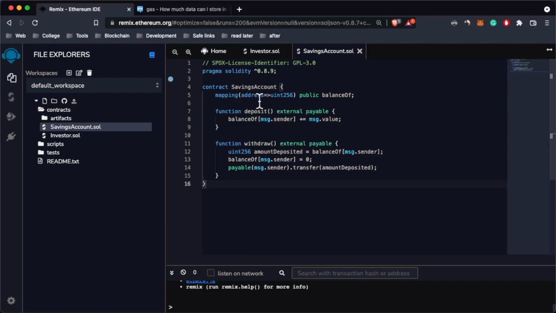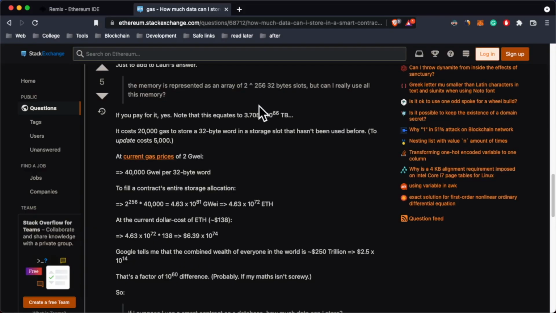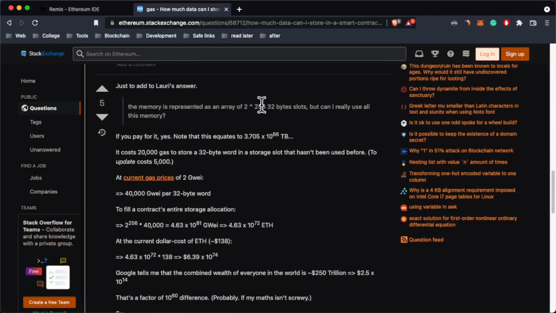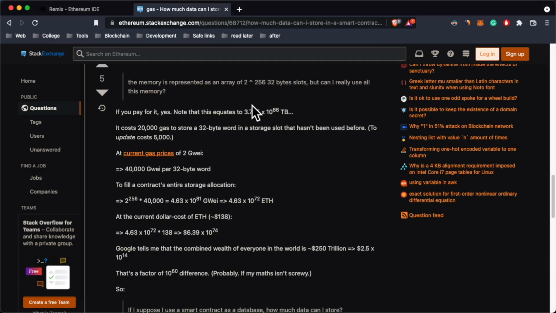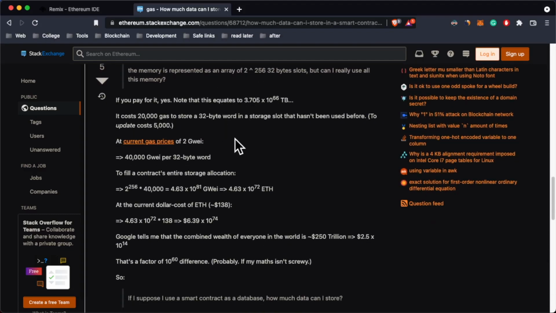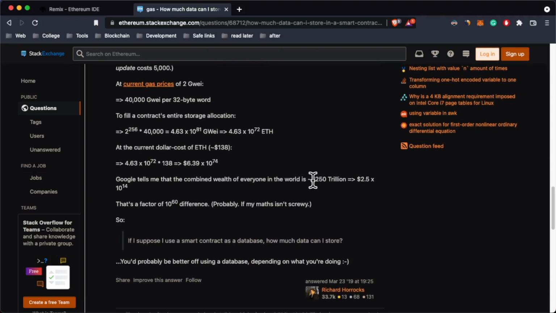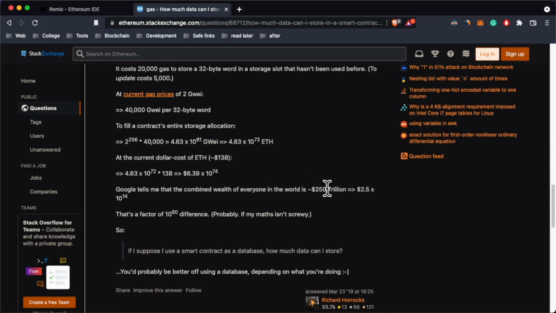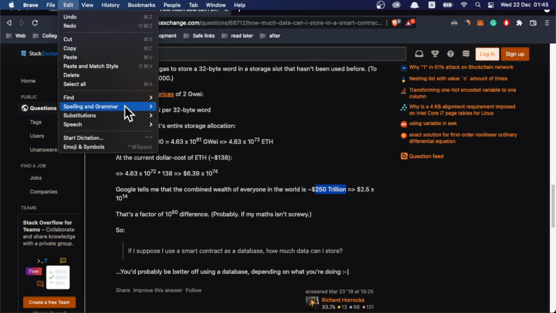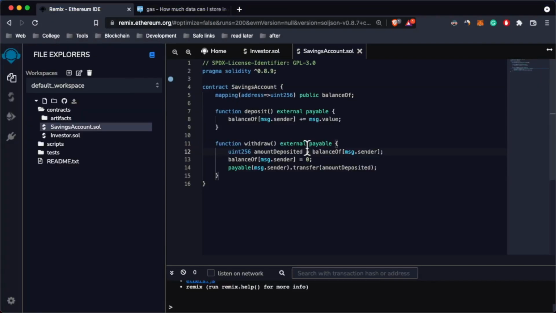But you hear this term often: people say it's very expensive to store data on the blockchain, which is very true. And this guy even did the math. I don't know if it's right, but I found this on Stack Exchange, and to use up all the data on a single smart contract, I think that's what this guy is saying, you would need $250 trillion. Okay, let's now see what transactions are.